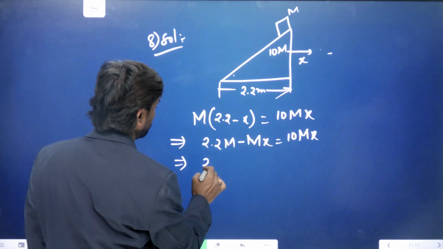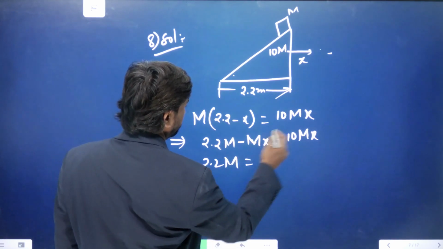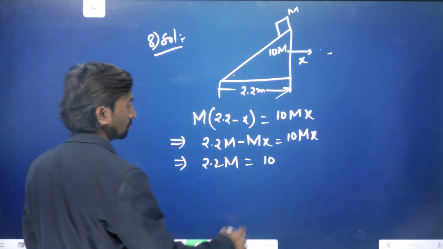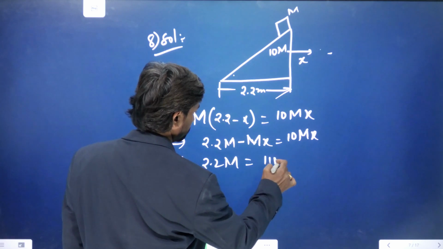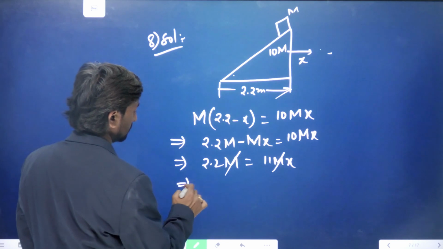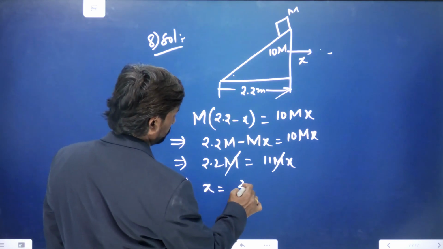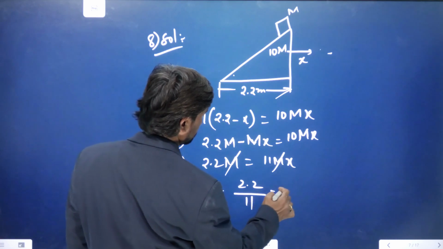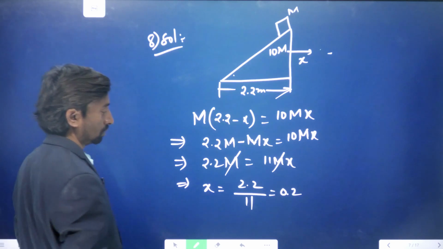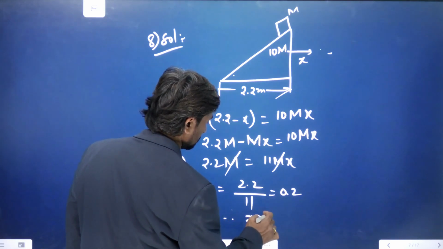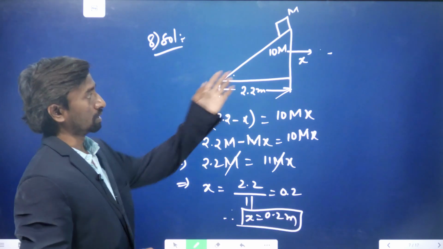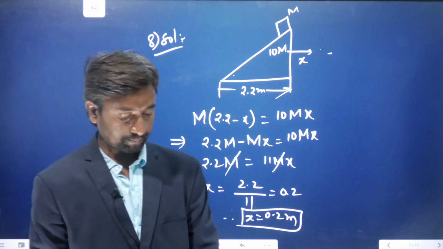Now from this, 2.2 capital M equals, if you send that to the other side, 10 Mx plus Mx. So we'll get 11 Mx. Now M cancels, so x equals 2.2 divided by 11, which is equal to 0.2 meters. Therefore the bigger block will move a distance of 0.2 meters towards the right.